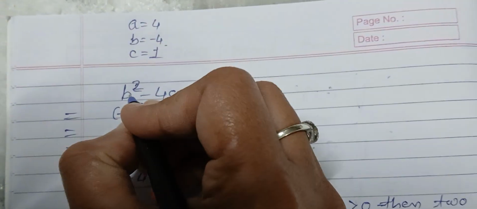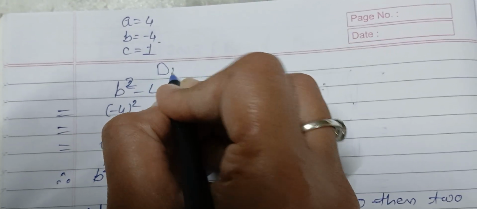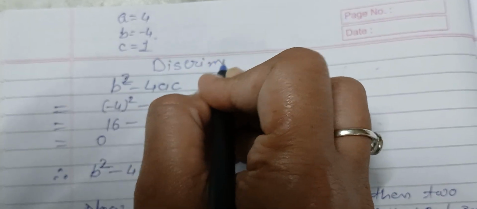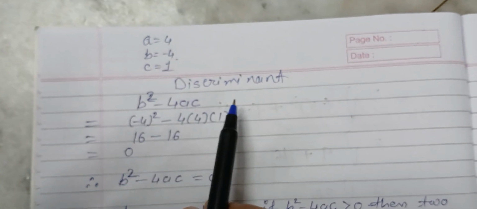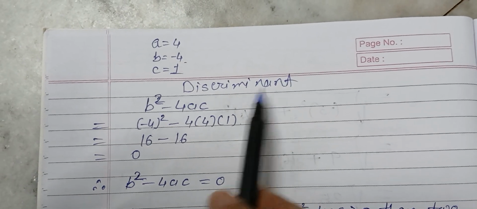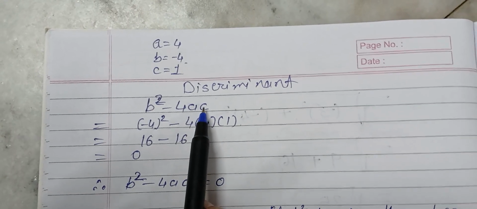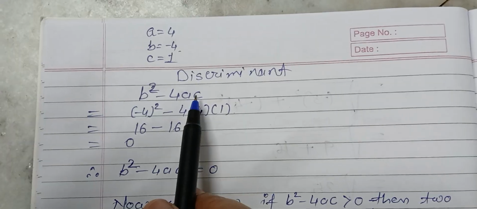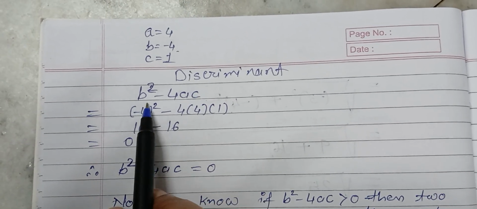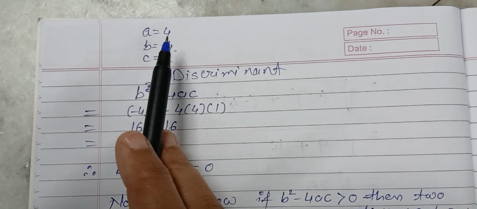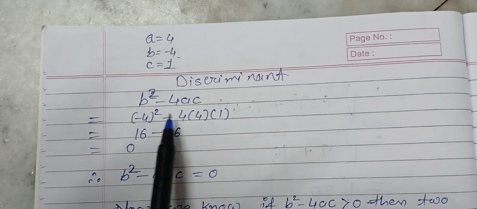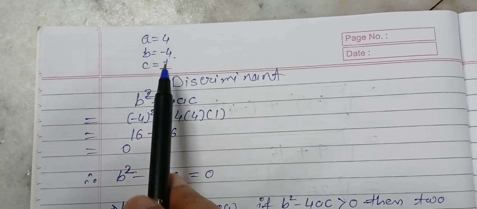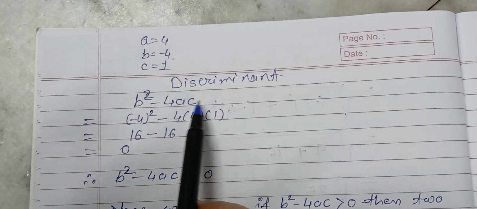So what is a discriminant? This is our discriminant. The discriminant's value is b square minus 4ac. This is standard, given in the chapter itself. B square minus 4ac is the discriminant value. Now we are putting the value of b here, minus 4 square, minus 4. Now putting the value of a and c. A value is 4, c's value is 1.